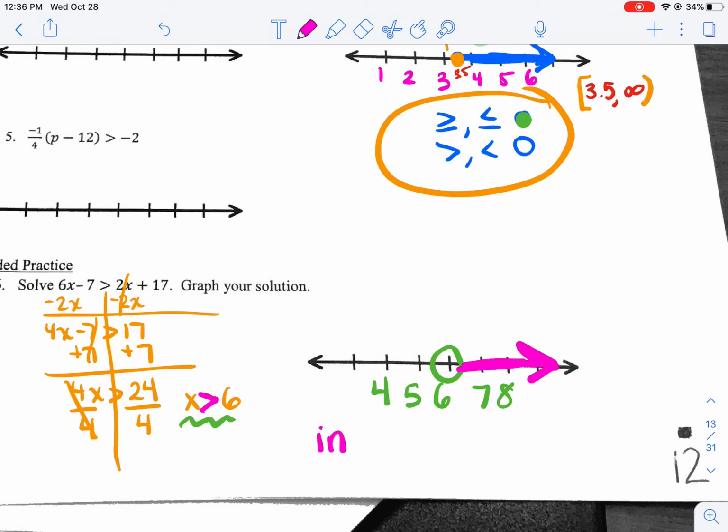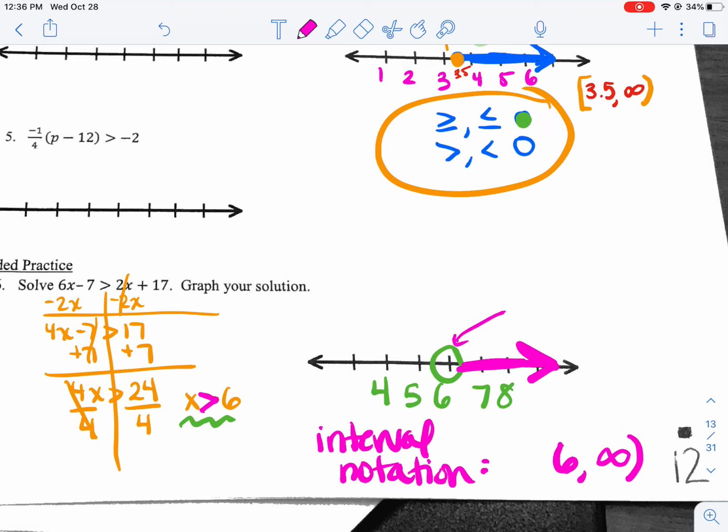So for our interval notation, what is that going to look like? Our interval notation is going to start at 6 and go on to positive infinity. So I have a curve here. Now, what is this going to be? Let's check up here. Since it's greater than, it's also going to be curved.